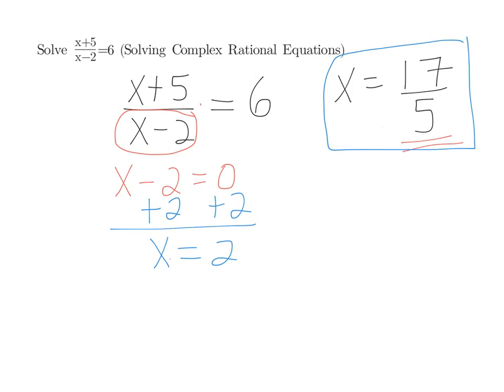The next step would be for you to go back to the equation and plug in 17 over 5 wherever you see an x, and make sure that that value makes the left side of the equation equal to 6.